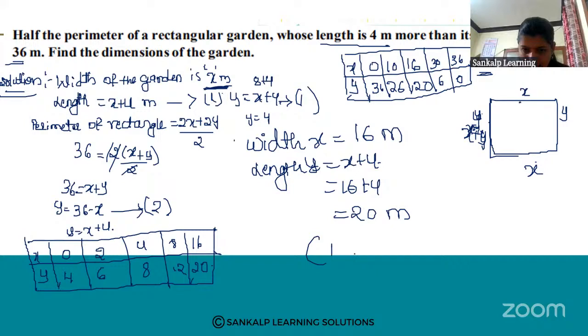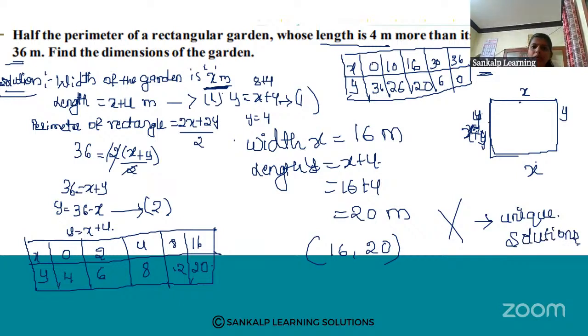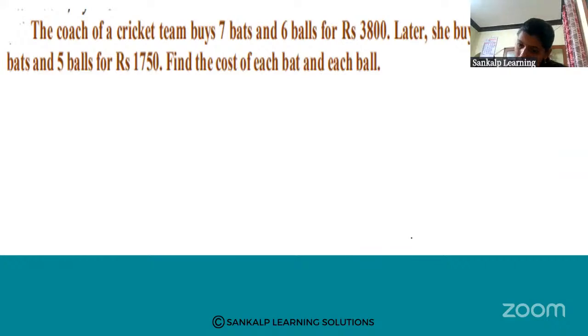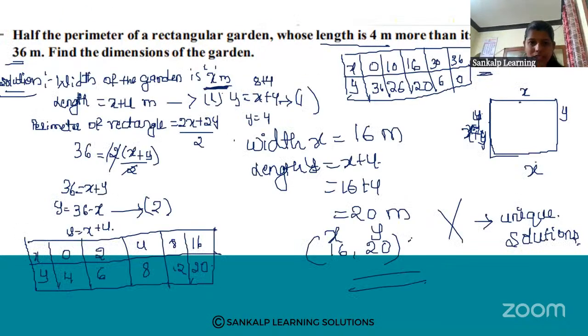X values are 16 and 20. So if you plot the graph for these two values, then you will get intersecting lines. If you get intersecting lines, then you will have unique solutions. So dimensions of the garden are 16 and 20. This is the answer. 16 and 20. This is the value of x and this is the value of y.